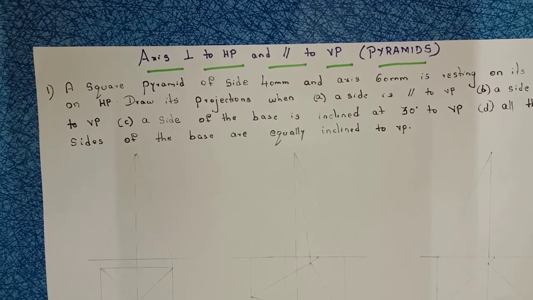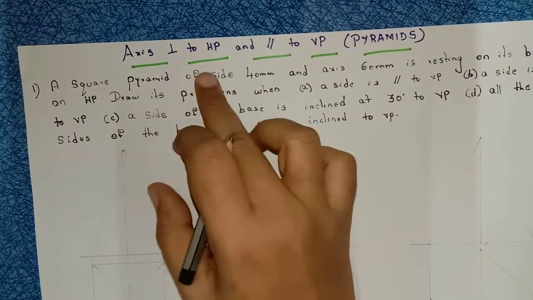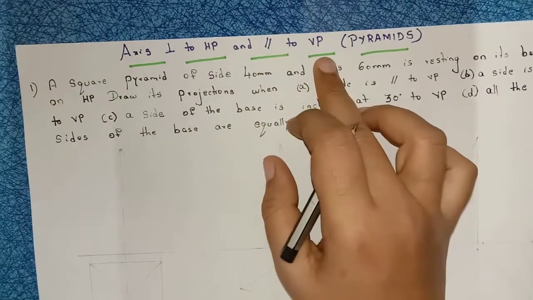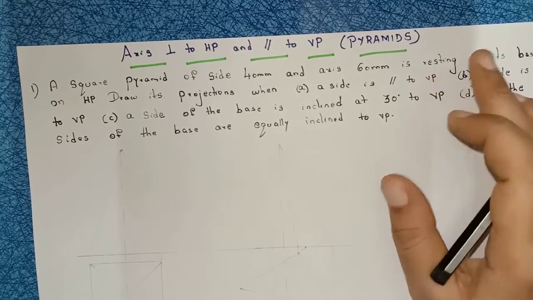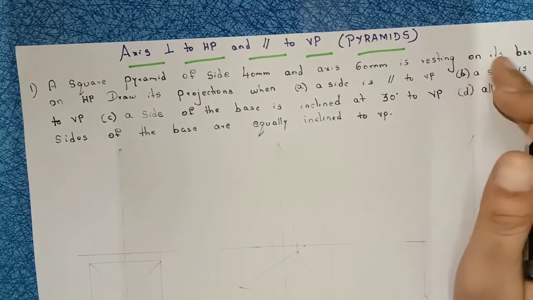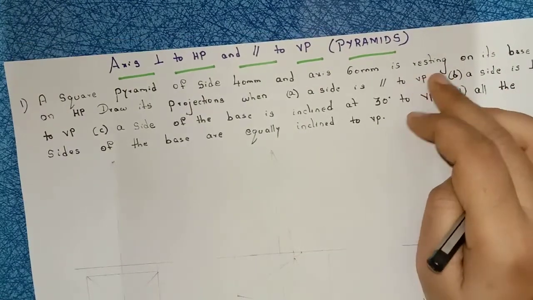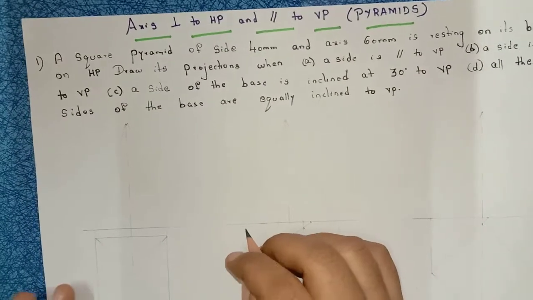Students, let us start the next topic, axis perpendicular to HP and parallel to VP. Today we are going to construct pyramids. In the previous lecture we constructed prisms, so in this lecture we are going to construct pyramids. Let us read the question.